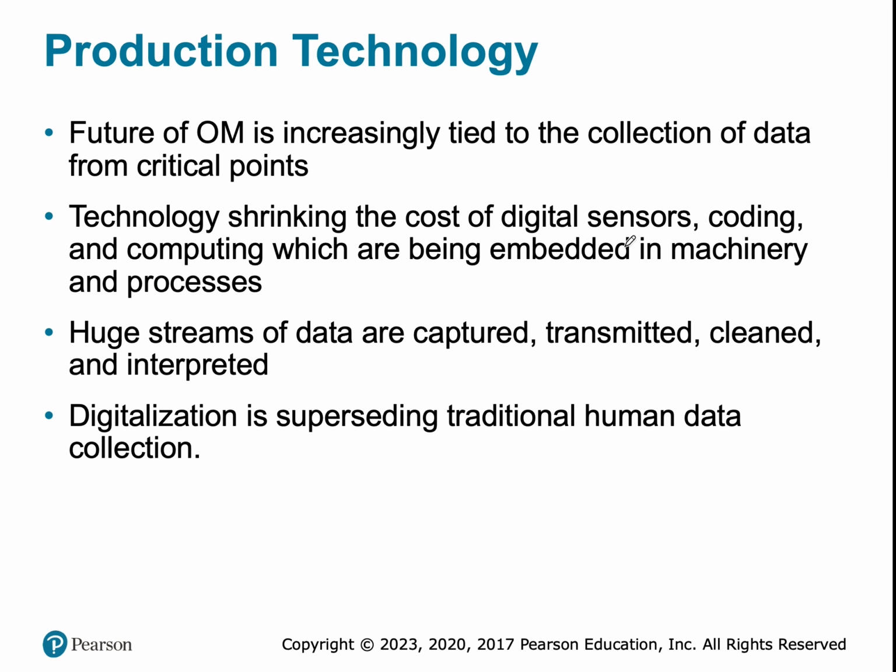Production technology. Let's go to production technology. Now, the future of operation and production management is increasingly tied to the collection of data from critical points that are necessary for optimization. Now, technology is shrinking the cost of digital sensors. Technology is reducing the cost of your production. Now we are using digital sensors, we're using coding to create the language or whatever we want, and we are computing, which are being embedded in our machinery processes, making our machines robotic.